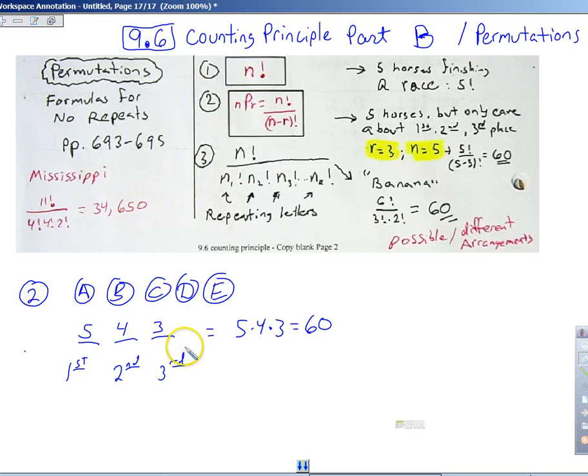Now, there's a formula that I can use for doing the same calculation, which is formula number 2. It's nPr, where n is a subscript and r is a subscript. This is the permutation of n elements taken r at a time. In this case, there are 5 horses, so n is 5, and then P for permutation. I'm only interested in the first 3 places, first, second, and third, so I'm going to let r be 3. So n is equal to 5, and r is equal to 3.